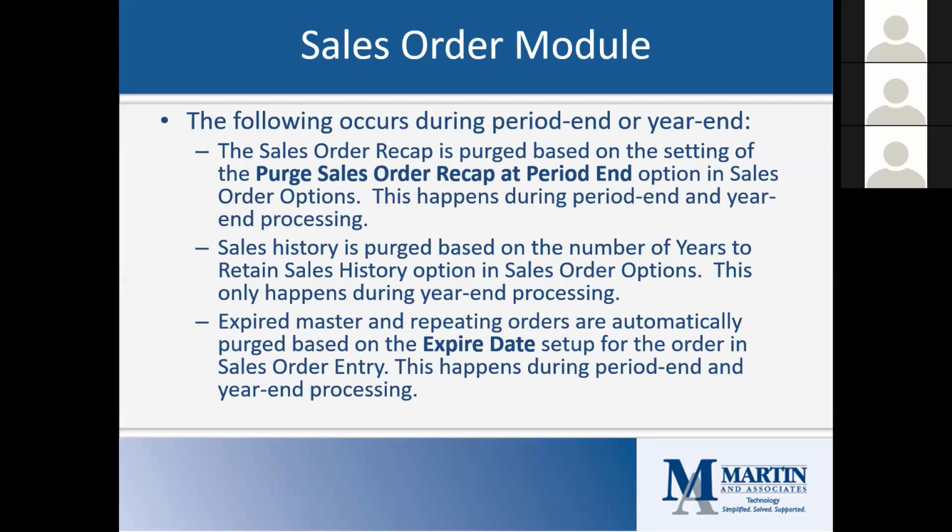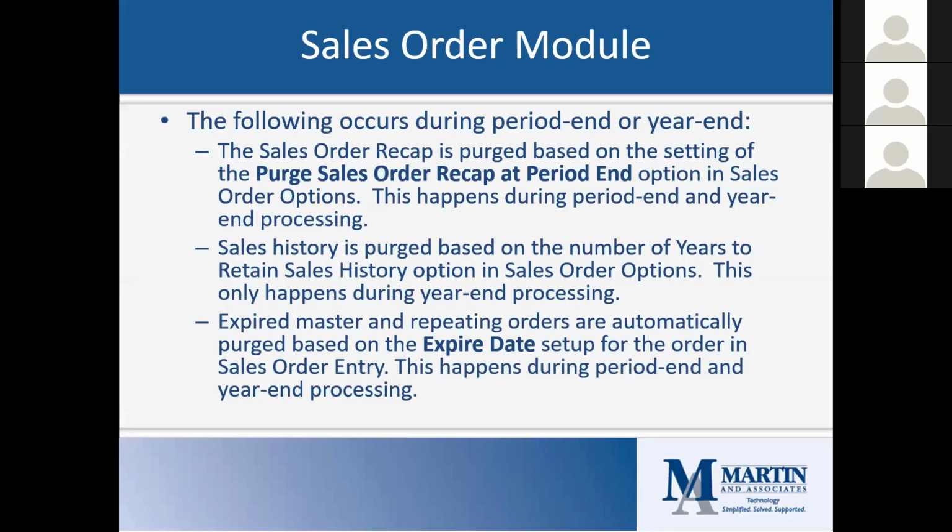The sales order module. Here are the things that will occur during the period end or year end of the sales order module. The sales order recap will get purged based on the purge sales order recap at period end option and how long you said to maintain history. Sales history is purged based on the number of years to retain sales history option out in accounts receivable. That only happens at year end, where the recap above happens during period end or year end.